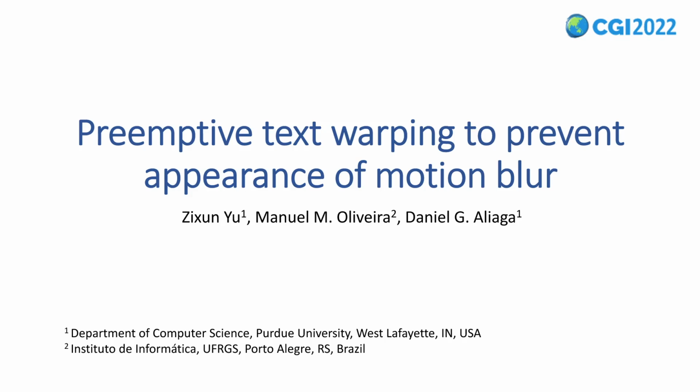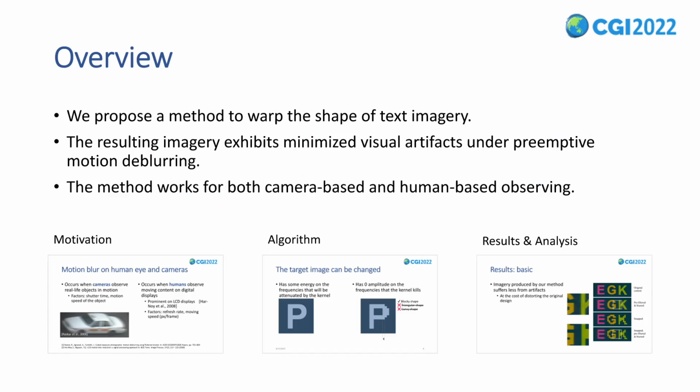In this talk, I'll present our work, Preemptive Text Warping to Prevent Appearance of Motion Blur. In our work, we propose a method to alter text imagery by warping the shape of letters, and the intention is to have the resulting imagery exhibiting minimized visual artifacts under preemptive motion deblurring. The method works for both camera-based and human-based observing.